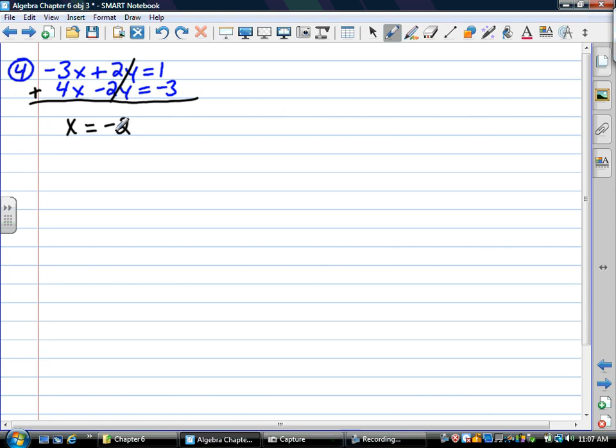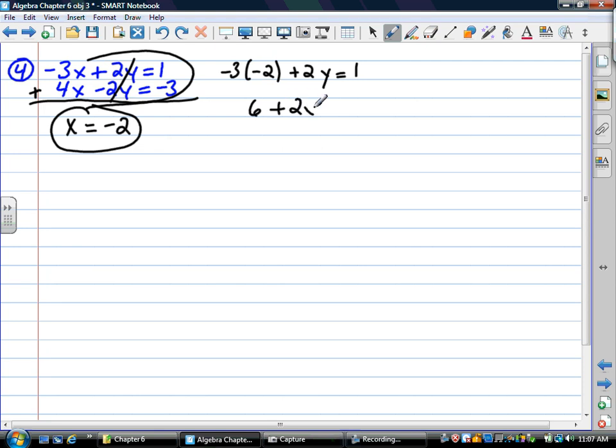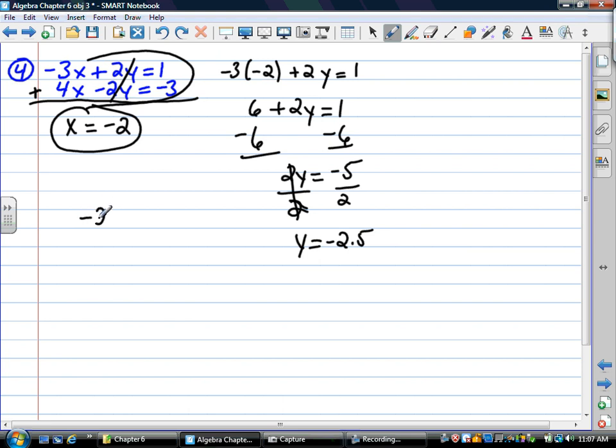I want to replace x with negative 2 to find y. I'm going to use this first equation here. So this becomes negative 3 times negative 2 plus 2 times y. That's going to be equal to 1. 6 plus 2 times y is going to be equal to 1. When we subtract 6 from both sides of the equation, I get 2y is going to be negative 5. And when we divide by 2 on both sides of the equation, we wind up with y is going to be negative 2.5. My ordered pair solution should be negative 2 comma negative 2.5.